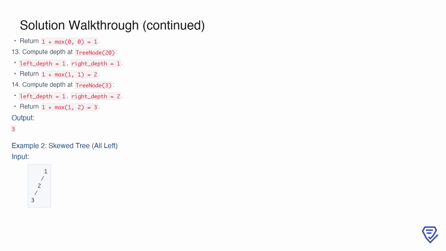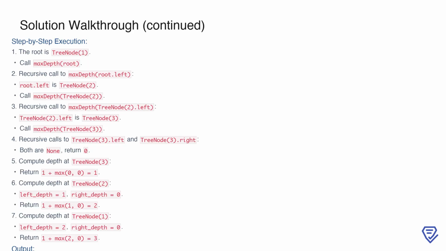Next, we examine a different type of tree structure, a skew tree where all nodes are aligned to the left. In this example, the binary tree is skewed entirely to the left, meaning every node only has a left child. We start at the root, tree node 1, and call maxDepth, root. The function then makes a recursive call to explore the left child, tree node 2, and continues to the next left child, tree node 3.